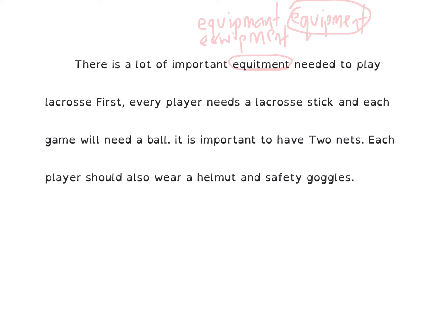So I'm going to continue with this sentence. There is a lot of important equipment needed to play lacrosse. First, every player needs a lacrosse stick, and each game will need a ball. Interesting. I feel like I'm missing a period right here, so I better put that in. Good. It is important to have two nets. Well, I've noticed at the beginning of this sentence, I don't have a capital I, so I'm going to change that. And for some reason, I have a capital T on two, but I don't need that, so I'm going to change that as well.